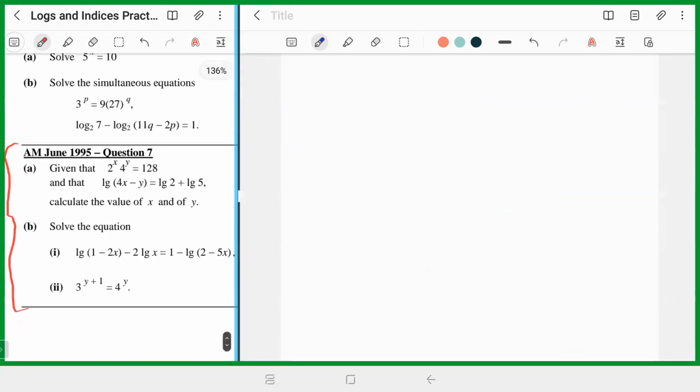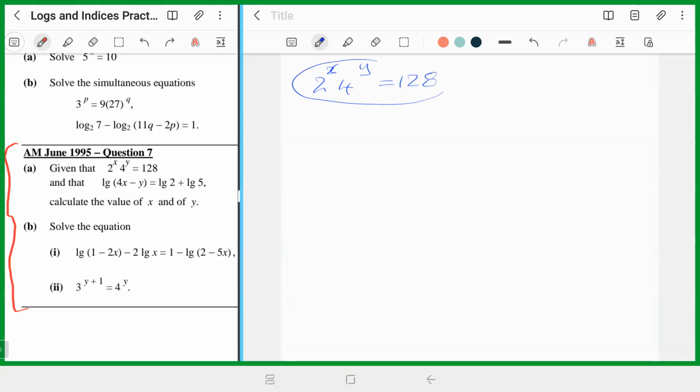Alright, this one. Part A wants us to solve these two equations simultaneously. Given that this equals that and this equals that, calculate the value of x and y. The simultaneous equations are this and this. One is in the form of indices, one is in the form of logs. Again, we want to get two Cartesian equations out of them and solve them. Let's start with the first one, which is 2 to the x times 4 to the y equals 128.